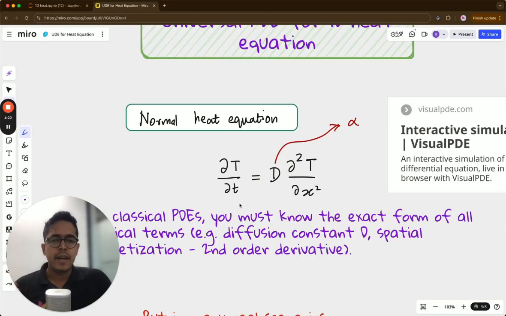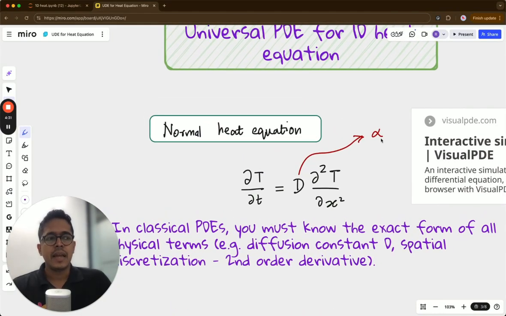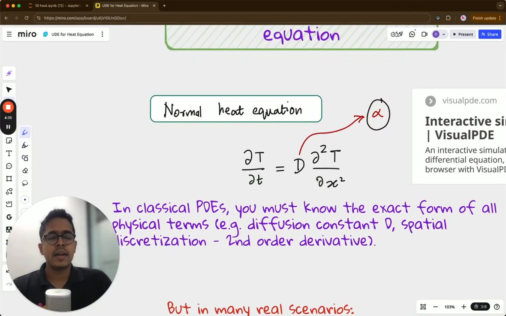It's ∂T/∂t, where T is the temperature, equal to D ∂²T/∂x². So here D is sort of like a diffusion coefficient. In many contexts, I think people also use alpha. Here we are using D.